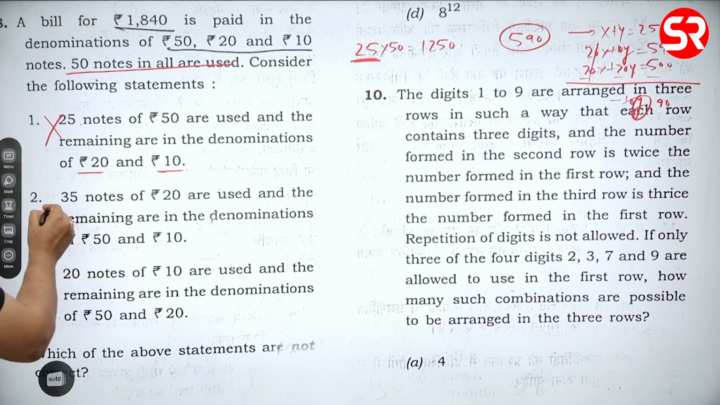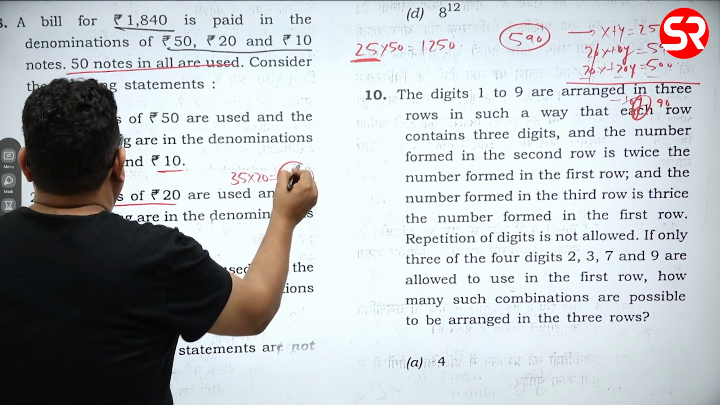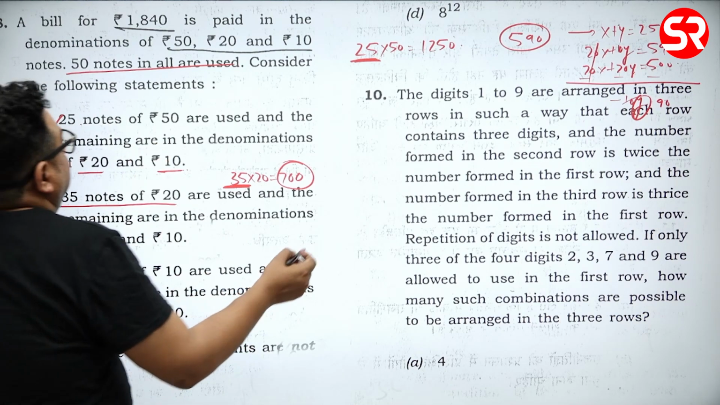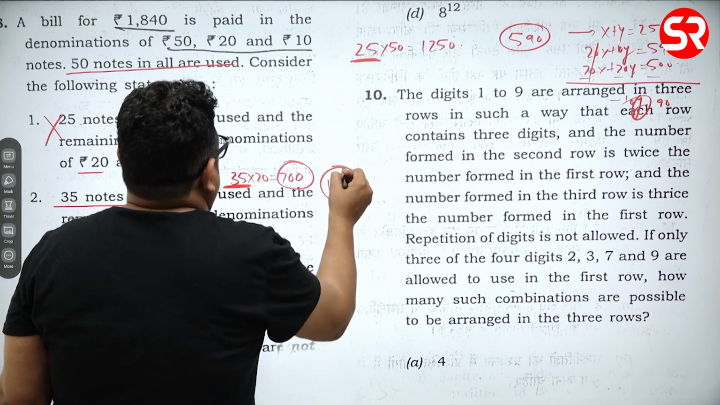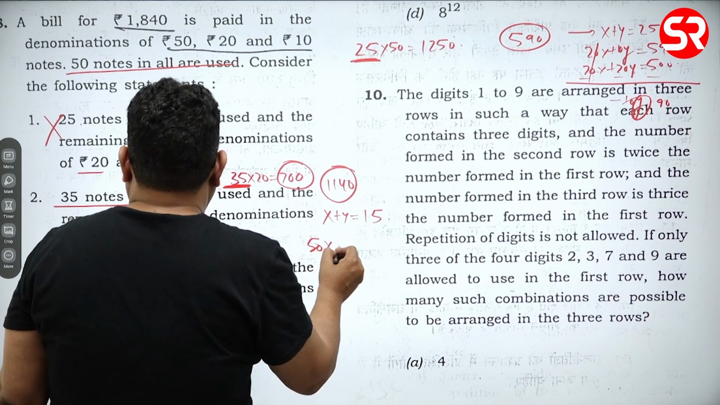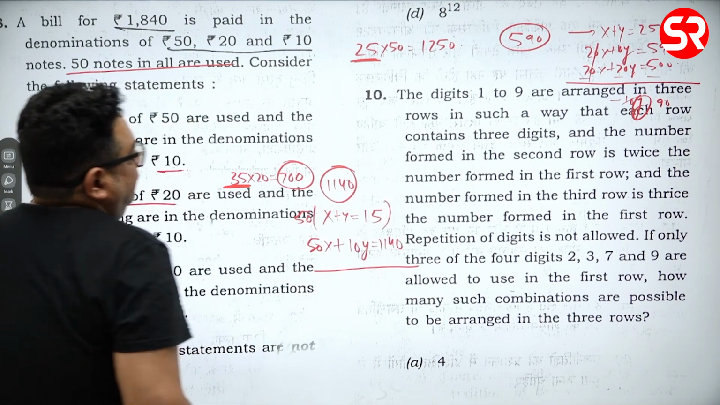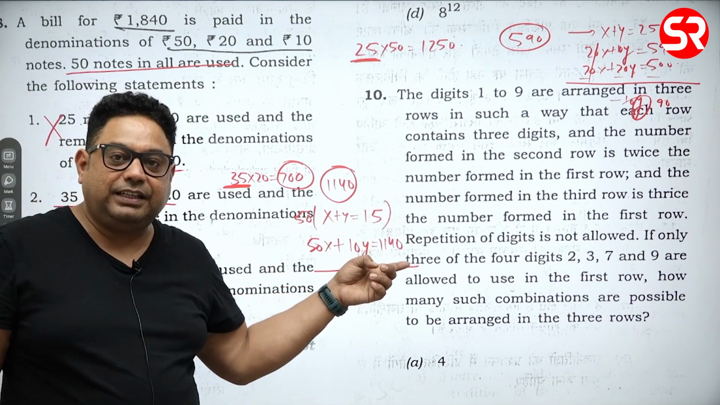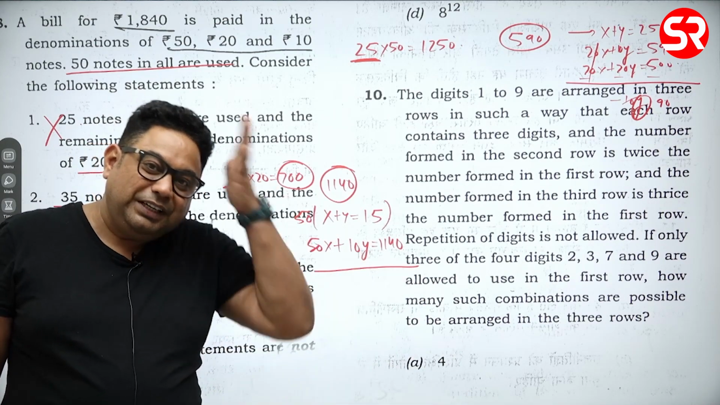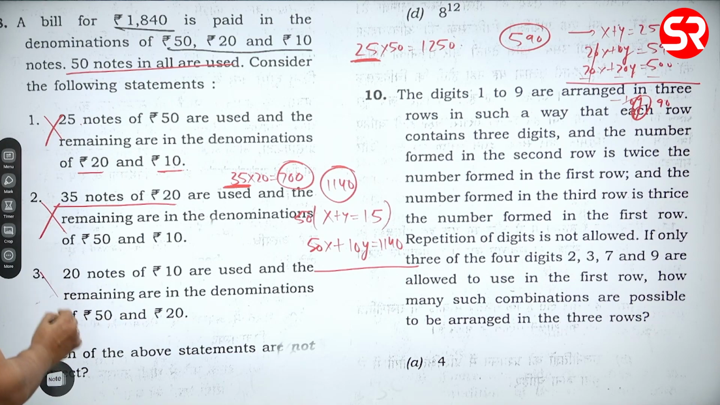Similarly, you say 35 notes of 20 each. So 35 into 20, rupees 700 gone with 35 notes, isn't it? How much is left? 1840 minus 700, which is 1140 left. Now this 1140 is x plus y is equal to 15 notes, and 50 times x plus 10 times y is equal to 1140. If you multiply this by 50, obviously this number is 750, which is less than 1140. If you subtract it, you will get a negative value. Negative value won't give you the answer, so you don't need to solve it. I have seen teachers solving it. Not possible. Similarly, this won't also be possible.